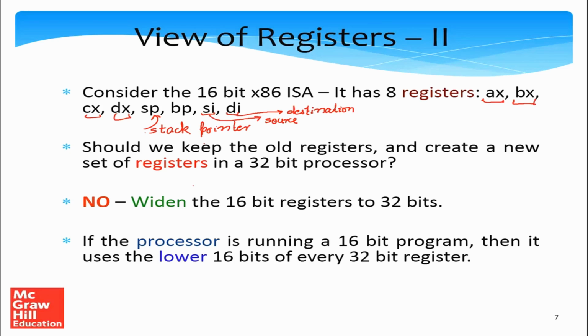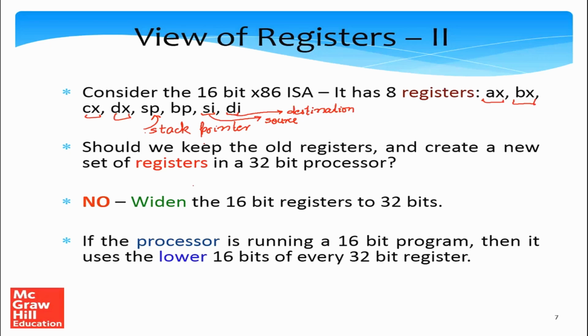And SI and DI can be used for regular computation, but they have a special meaning. S stands for source and D for destination. Some instructions assume that SI is a default source, and some other instructions assume that DI is a default destination. We shall look at these instructions later in this lecture.